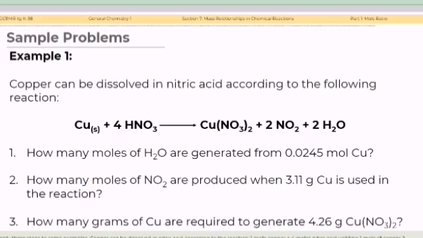Question number 1. How many moles of water are generated from 0.0245 moles of copper? Question number 2. How many moles of nitrogen dioxide are produced when 3.11 grams of copper is used in the reaction? And lastly, question number 3. How many grams of copper are required to generate 4.26 grams of copper nitrate?